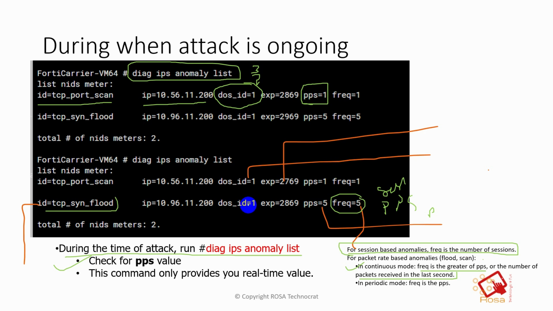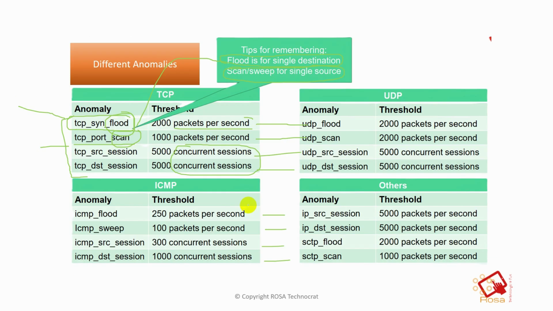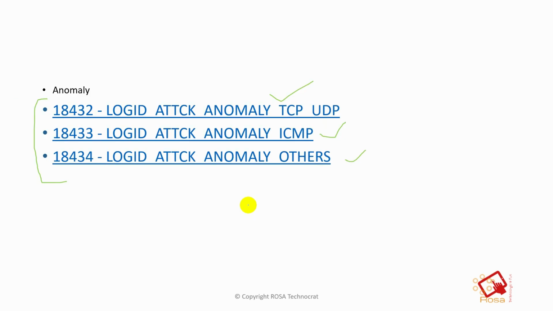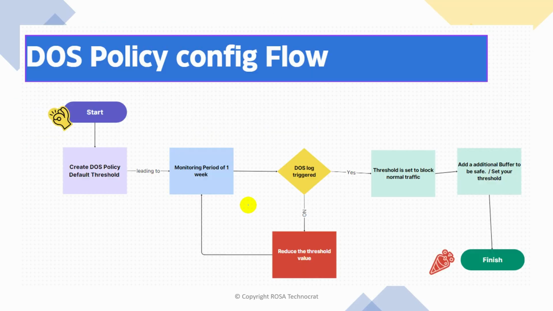So this was all about the DOS policy. Now let's go back to the PPT page where I left earlier. What is the best way to start configuring a DOS policy, or how to optimize it? Whenever you start configuring a DOS policy, you should always start in the monitor mode, not in the blocking mode.